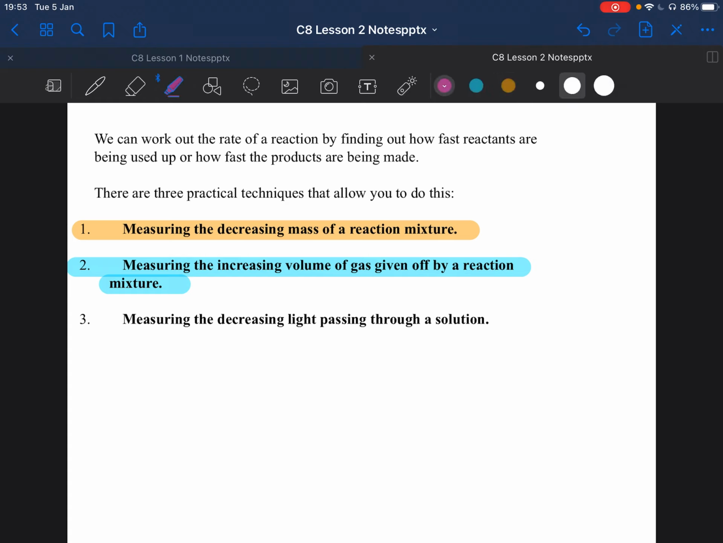Our final one is this method right here, measuring the decrease in light passing through a solution. This method would allow us to see how a solution changes as a solid is produced. The reactant would produce a solid, that solid precipitate would block the light going through, and then over time we would work out how fast that reaction is happening.